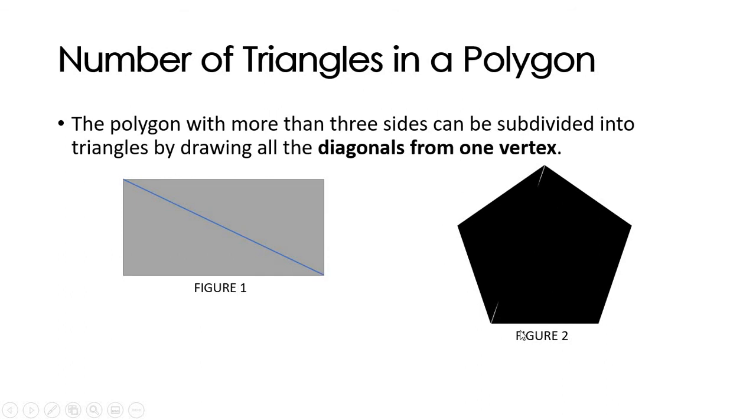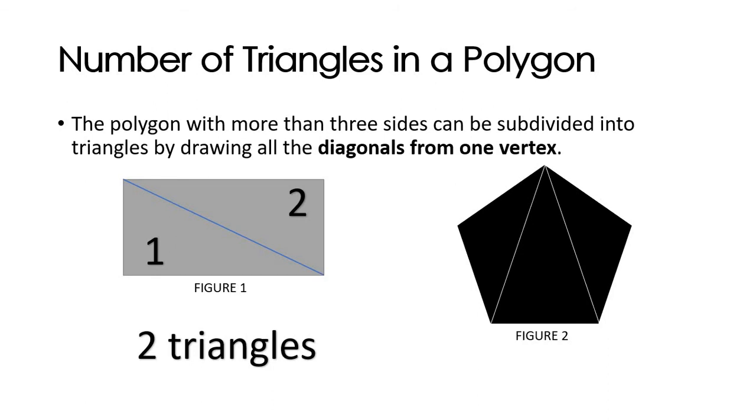And for the figure 2, ayan. So, kahit saang vertex tayo mag-start, okay, same din yung number ng diagonals na madodraw natin. And yung number ng triangles na makukuha natin. Okay? So, for the figure 1, how many triangles do we have? We have 1, 2. 2 triangles. And for the figure 2, we have 1, 2, 3. We have 3 triangles.